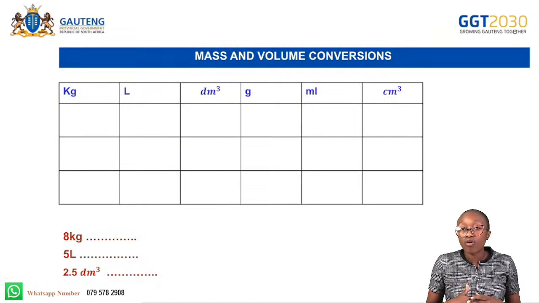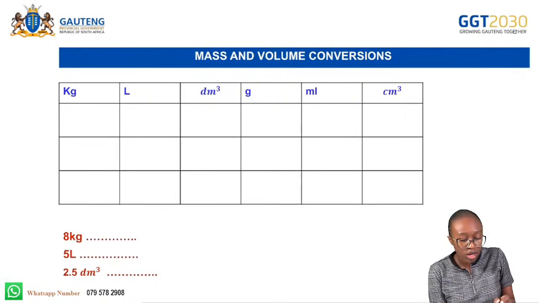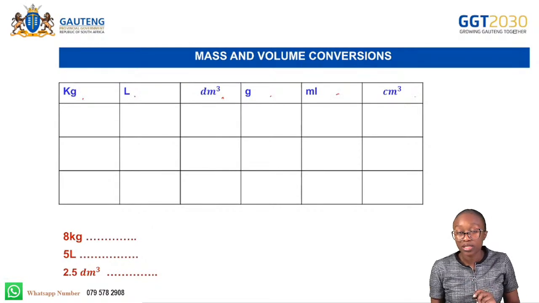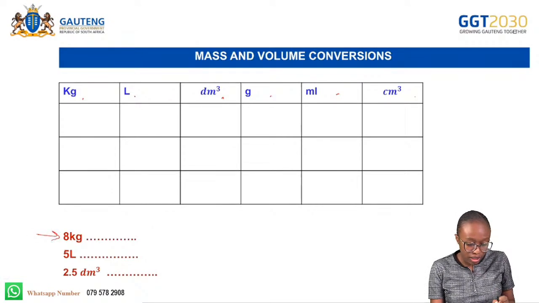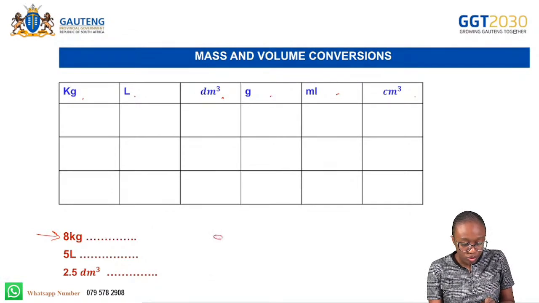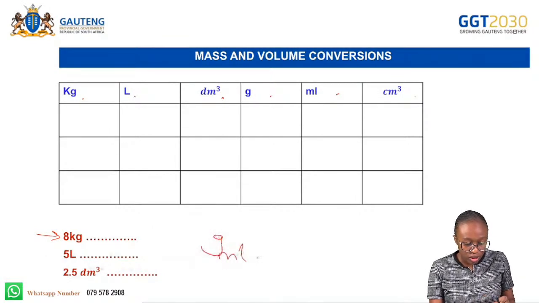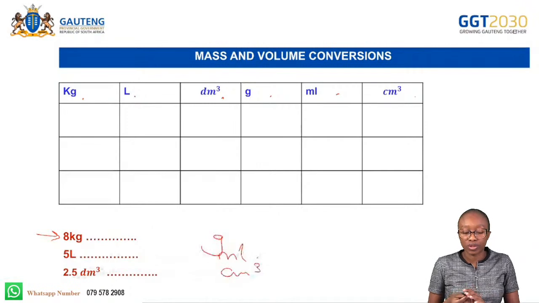So I've got a conversions table here, and on the columns we've got kgs, liters, dm cubed, grams, milliliters, and cubic centimeters. Now we need to convert 8 kgs to grams, convert 5 liters to milliliters, and then convert 2.5 dm cubed to centimeters cubed. How are we going to do that?